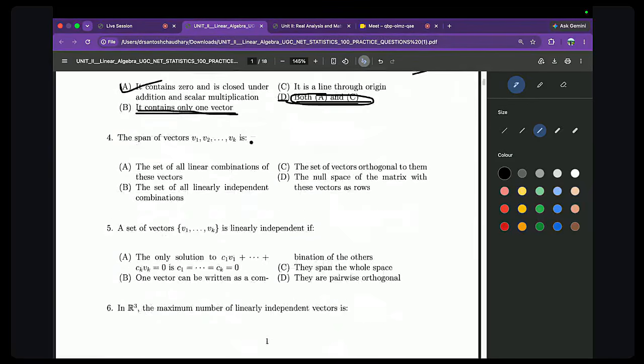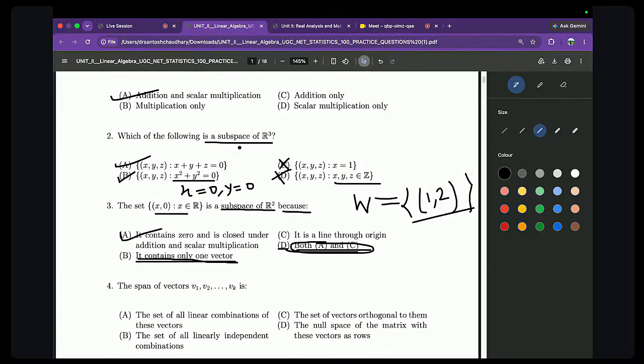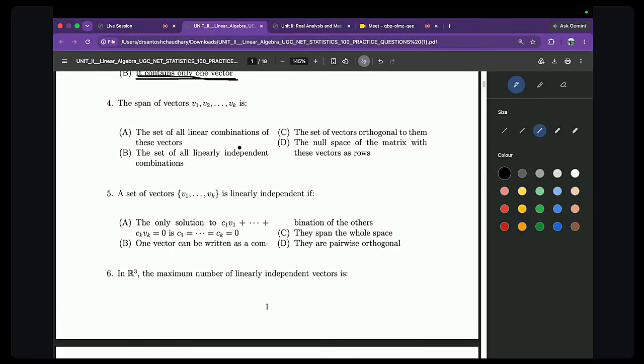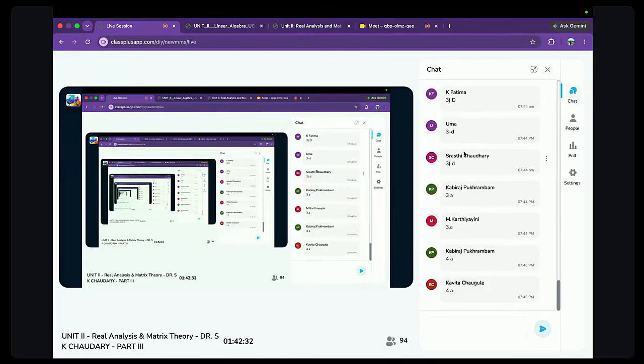Let's come to fourth. I'm just collecting those points we have discussed so far. They are not very difficult questions. They are just definition based questions that we have seen through slides. I'm just asking whether you can recall or not. You remember or not? The span of vectors: this is the set of all linear combinations, the set of all linearly independent combinations, the set of vectors orthogonal to them, the null space of the matrix with these vectors as rows. So I think a simple definition here. Fourth, okay? Yes.